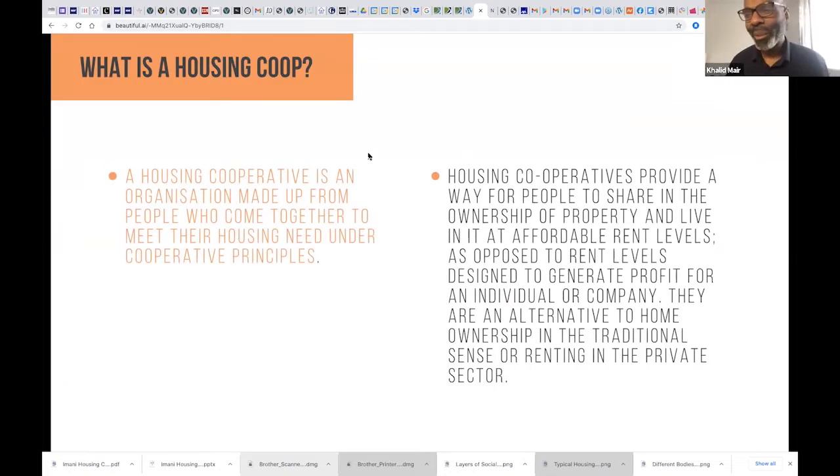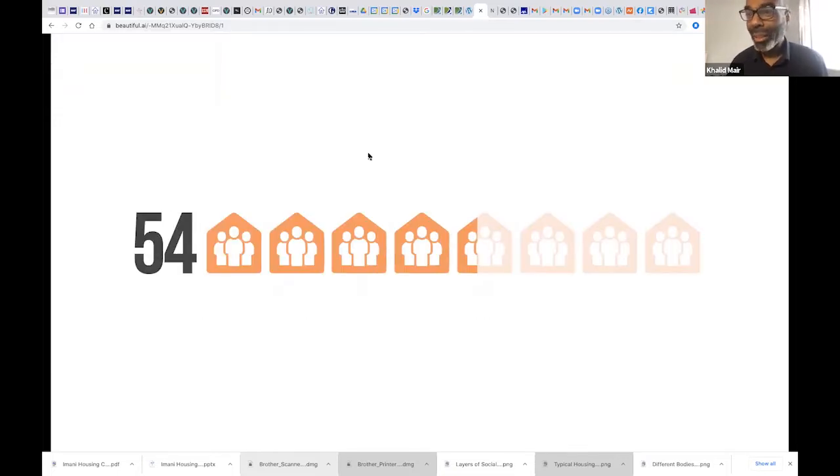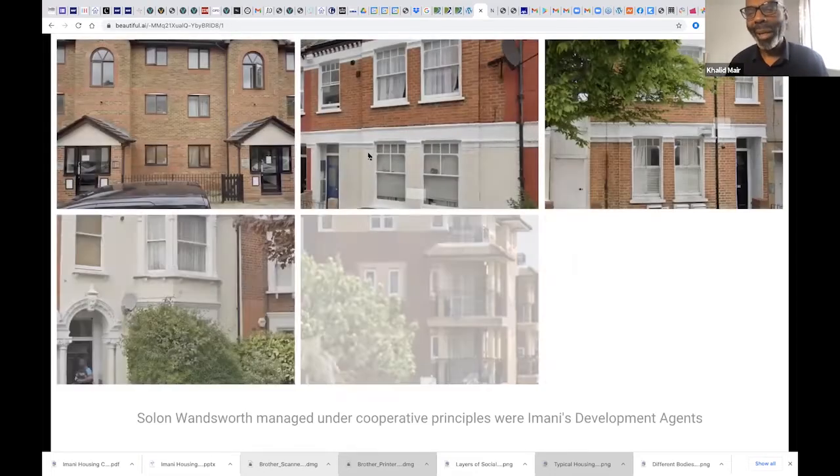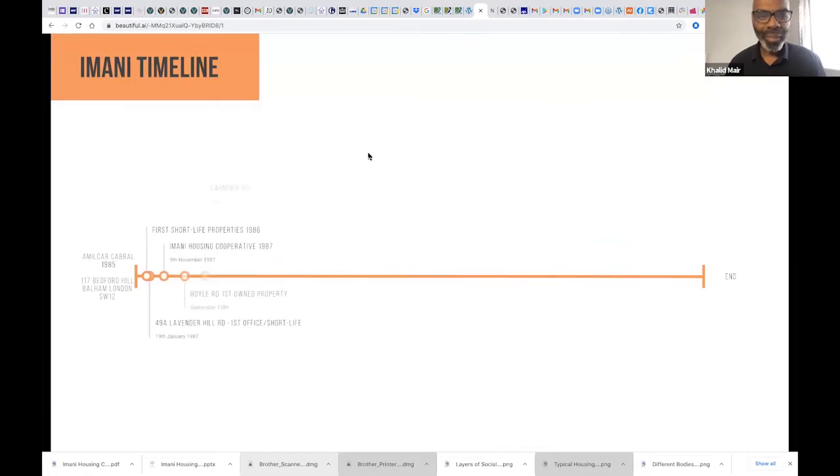We were formed in 1985 and very much out of the post-urban riots that were happening at the time. We've got 54 units now, but we very much came out of a BME housing strategy that the Housing Corporation developed at the time, and these are some of our properties.